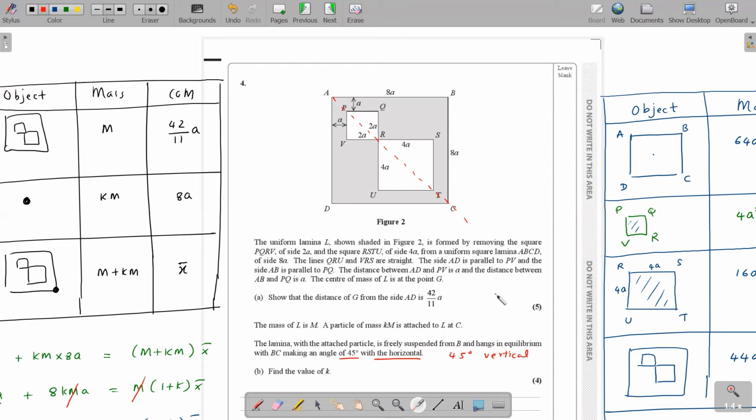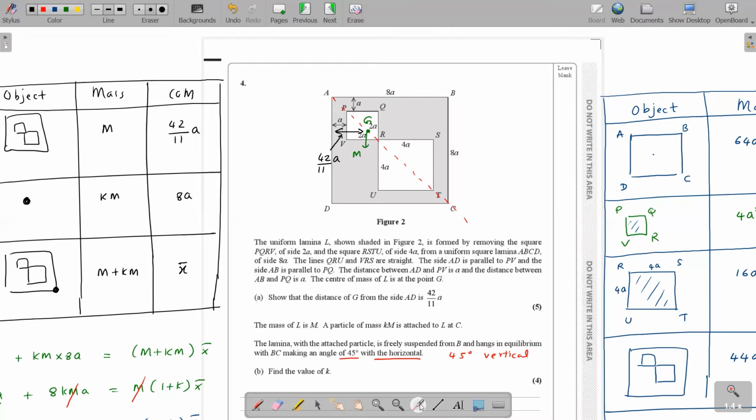Because if there's a line of symmetry, the center of mass of the object must be on the line of symmetry. Which means this particular point G, I'll just mark G somewhere over here. It could be over here, but we have removed a larger mass from here. There's a smaller mass removed, which means there's more weight distribution to this corner. I'll put this as G. So this is the point G, where the mass is acting. This is the distance that we used as 42 over 11A. Are you okay with that? 42 over 11A definitely lies on this axis of symmetry.